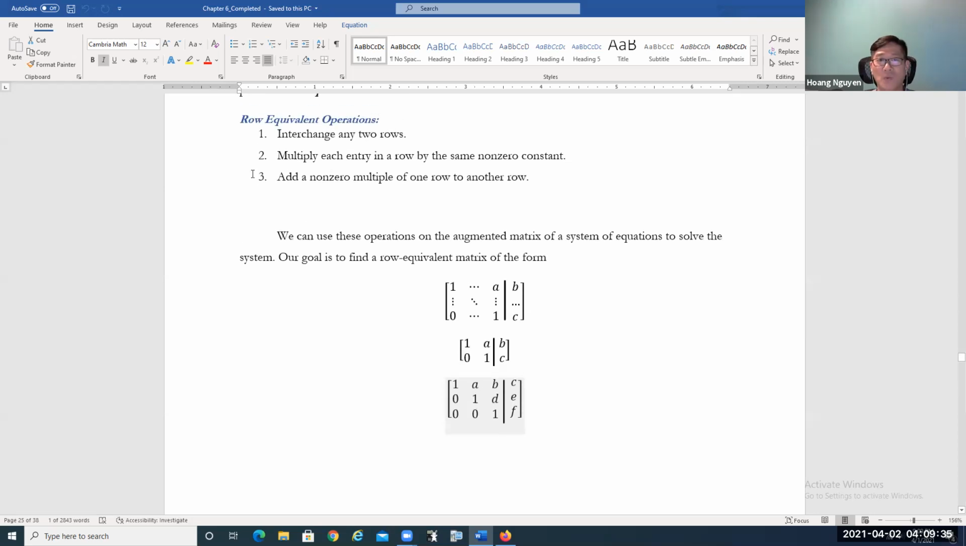So you might use one of the operations over here: interchange 2 rows, multiply each entry of a row by a non-zero constant, and add a non-zero multiple of one row to another row. Okay, so we're gonna use those. This is actually based on section 6.2, Gaussian elimination, right? So Gaussian elimination helps us here.